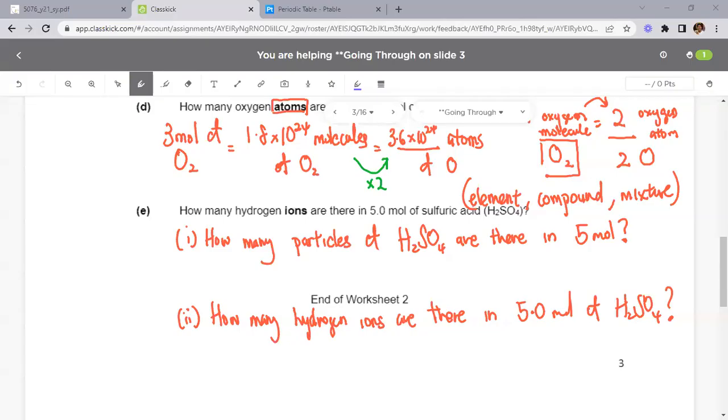Okay, let's resume the recording and let's go through the answers here. So how many particles of H2SO4 are there in 5 mole of it? So first thing, let's find the number of H2SO4 particles.